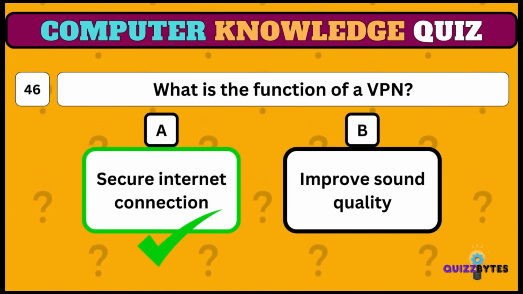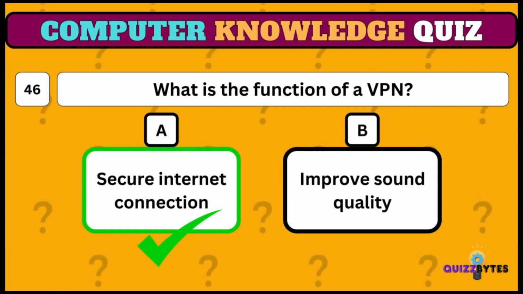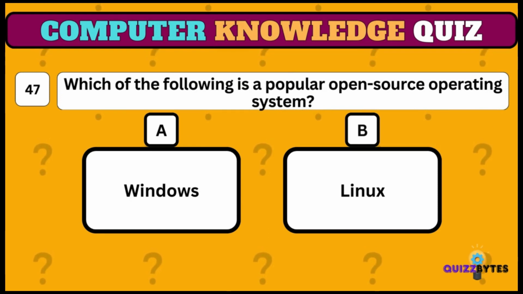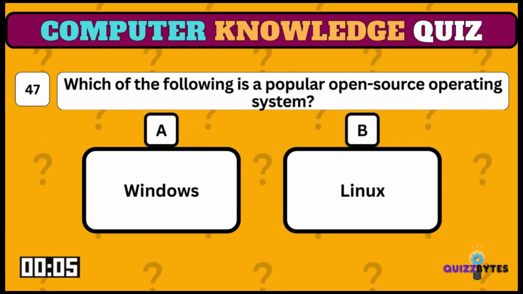Correct. A VPN secures internet connections. Moving on to question 47. Which of the following is a popular open source operating system? A. Windows or B. Linux?